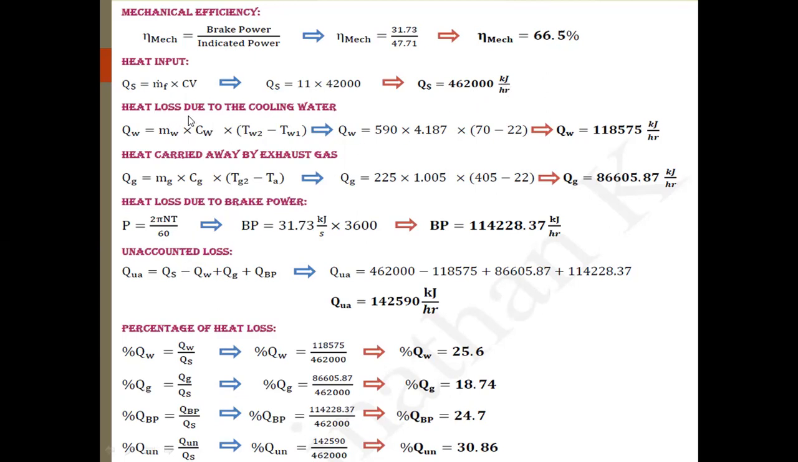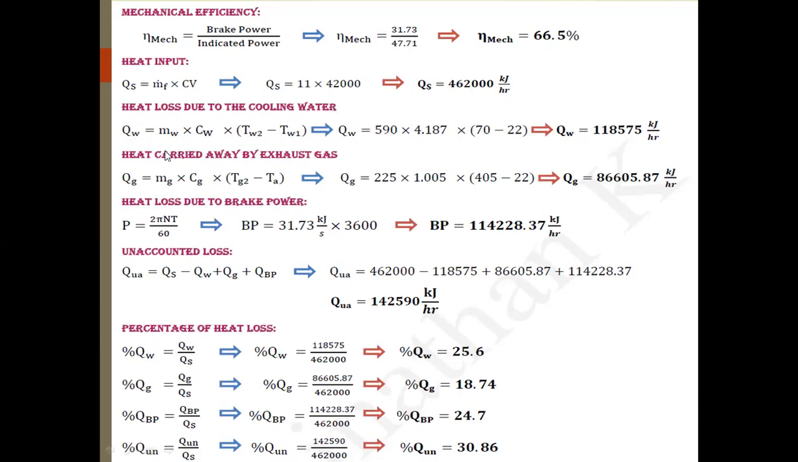After that we can find the heat losses due to the cooling water. As I told you earlier, from the heat balance, the heat carried out from the input of the engine goes three ways. One is the cooling water, after that the exhaust gas, and after that the heat converted to brake power. Finally we can find the unaccounted losses.